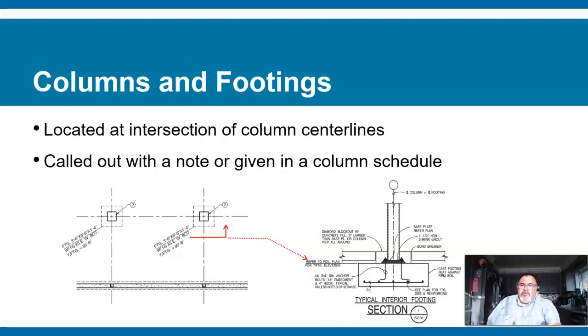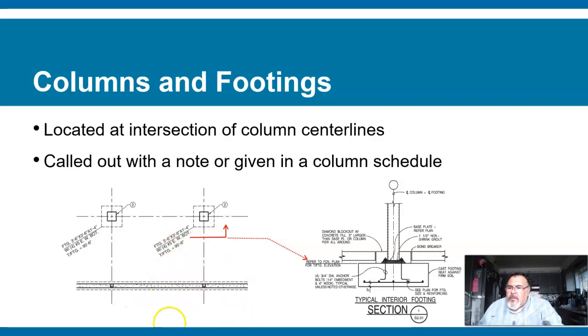So columns. Columns are just a little vertical square object or a vertical round object. What you see here is the footprint at the base, at the ground, and then this square object. Notice it's a solid line because it projects and continues up, whereas the dashed square line below represents the footing, the base that's down below.